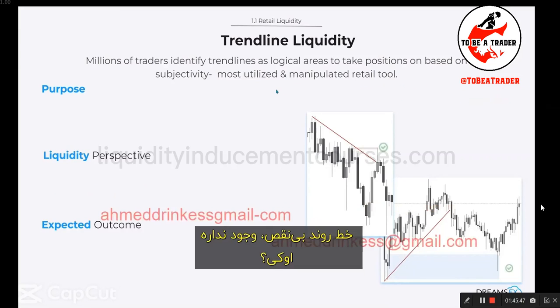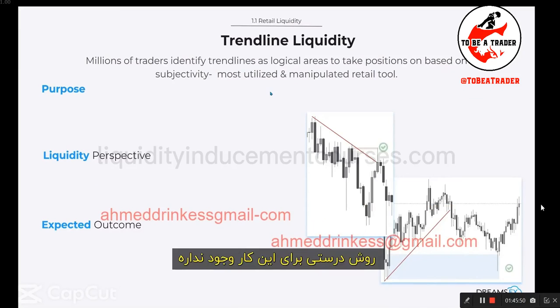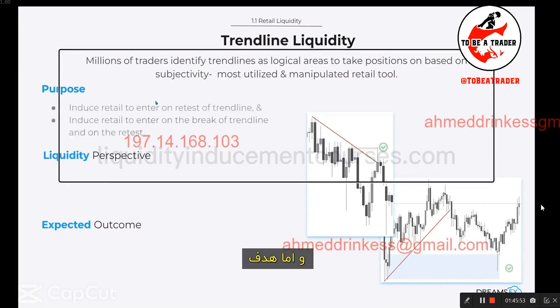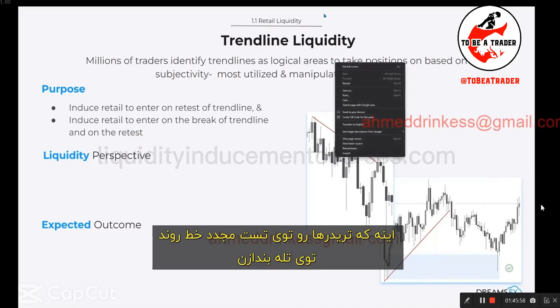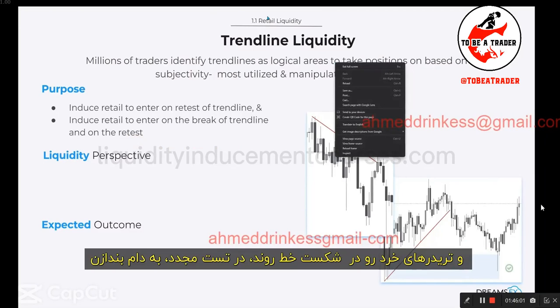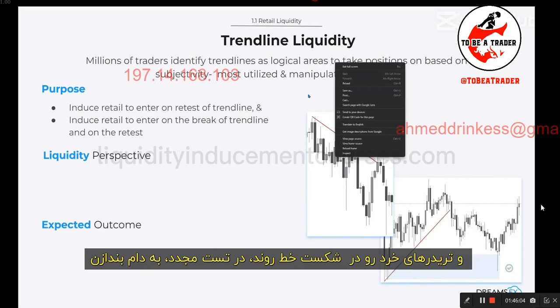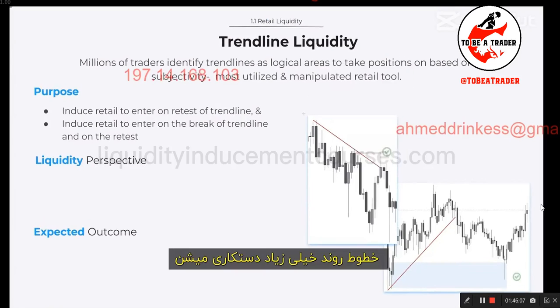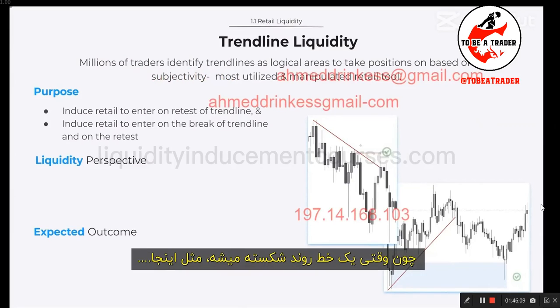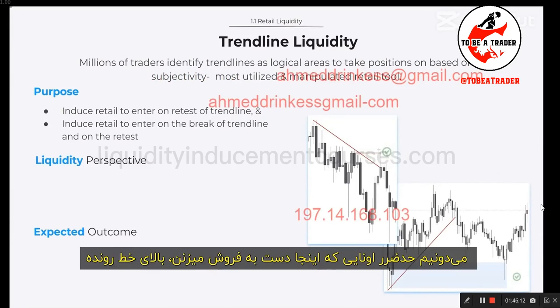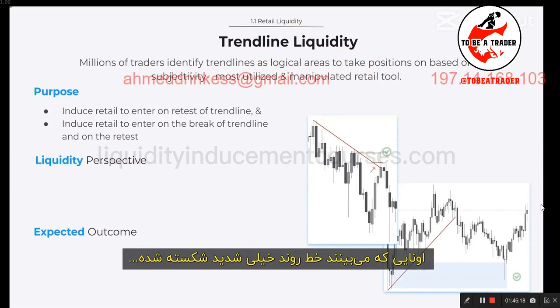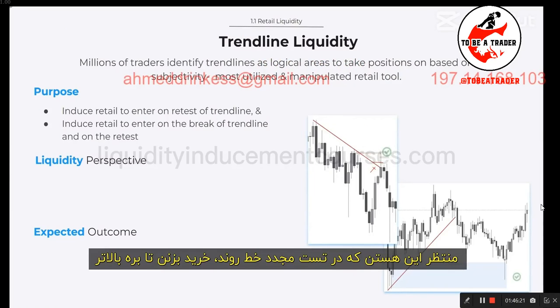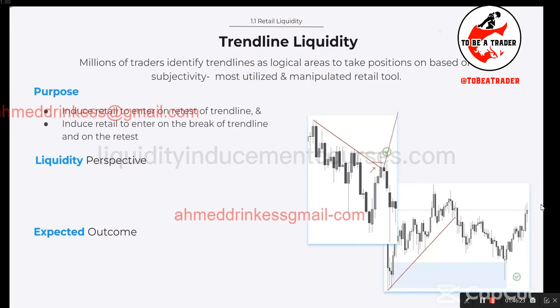How do you draw a perfect trend line? The perfect trend line doesn't exist. There's no right way to do it. So the purpose is to trap retail traders on the retest of the trend line and on the break of the trend line. Trend lines are heavily manipulated because when a trend line is broken like this, we know that those who are selling here have their stop loss above the trend line. They're losing. Those who see the trend line broken very drastically are looking to buy on the retest of the trend line to then go higher.